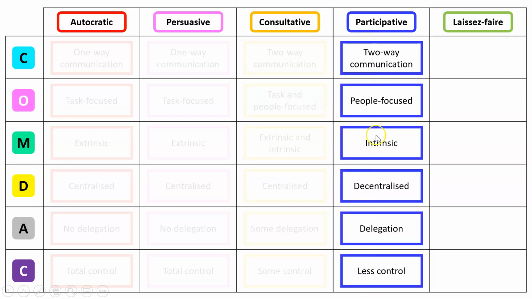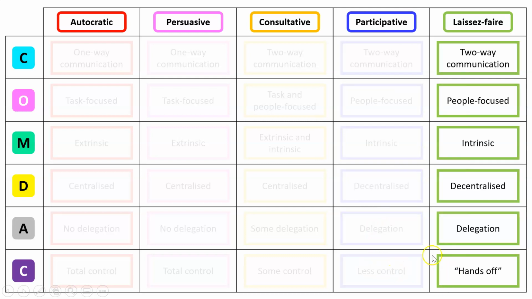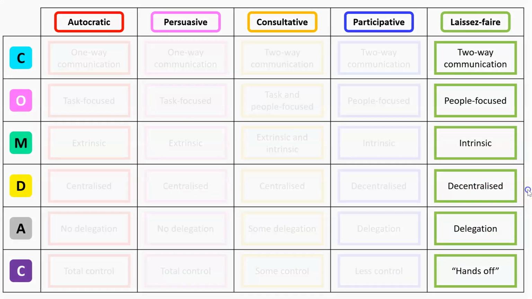That is different to participative. We've got the two-way communication, but we're more people focused and intrinsically motivating people. And the decision's slightly different. So here, the decision making is shared. The manager and the employees make it together. So therefore, it uses quite a bit of delegation and less control. And lastly, you've got laissez-faire, which is two-way communication, completely people focused, intrinsically motivates people by getting the best out of them, and it's totally decentralized. It's hands off. You're delegating the final decision responsibility to the employees.